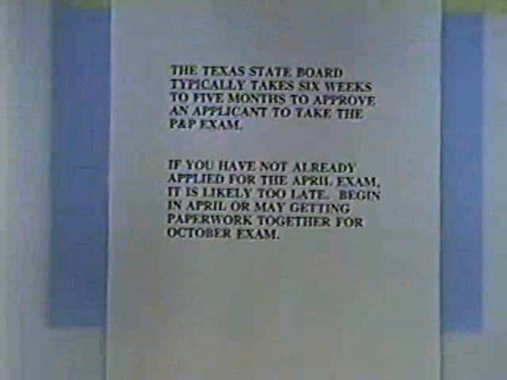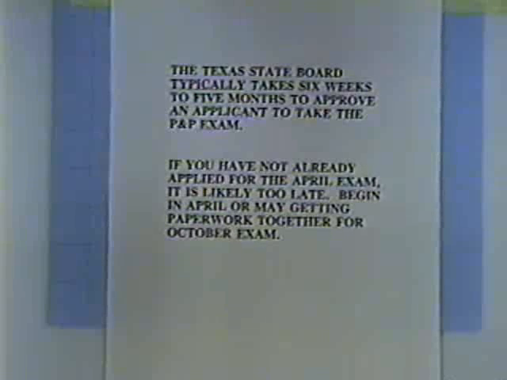Now, for those of you that have not at this point applied to be able to take the exam, the Texas State Board is probably typical of a lot of state boards. Sometimes you can get the approval to take the exam. You have to apply generally months in advance. The state board told me that about the fastest they approve anybody to take the P&P exams is about 6 weeks. Sometimes it might take as much as 5 months.